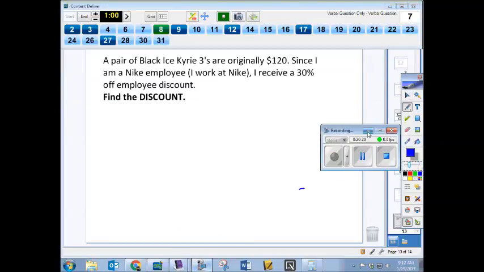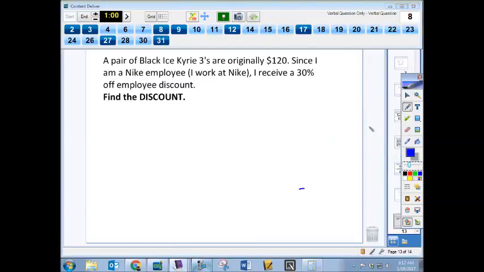Here we go. A pair of Black Ice Kyrie 3s are originally $120. Since I am a Nike employee, I receive 30% off anything I want to buy that's Nike. That's normal. If anybody's parents or maybe your brothers work somewhere, usually their family gets a discount just because their kid works there or whoever works there. Okay? So obviously, you guys should all know that a proportion's coming. Anytime we're doing tax, tip, discount, I've shown you proportions. This whole chapter's been proportions, right?